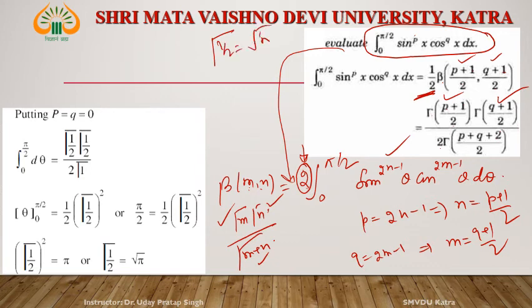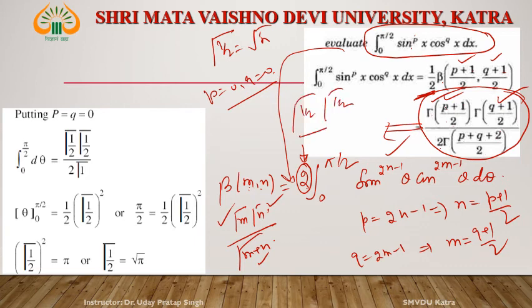Similarly, we can also evaluate what is the gamma of 1 by 2. Gamma of 1 by 2 is equal to square root of pi. So putting p equal to 0 and q equal to 0. See, if we put p equal to 0, q equal to 0, what this becomes? This becomes gamma 1 by 2, gamma 1 by 2. And what is the denominator? 2 times gamma 1. And here p equal to 0, q equal to 0 implies pi by 2. So 2 and 2 can be cancelled out. Gamma 1 by 2 square is equal to pi. Gamma 1 by 2 is equal to square root of pi.